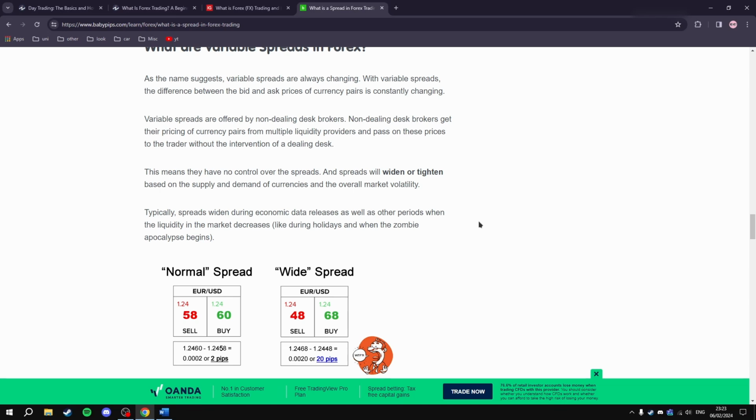Non-dealing desk brokers get their pricing of currency pairs from multiple liquidity providers and pass on these prices to the trader without the intervention of a dealing desk. This means that they have no control over the spreads, and the spreads will widen or tighten based on the supply and demand of currencies and the overall market liquidity and volatility.